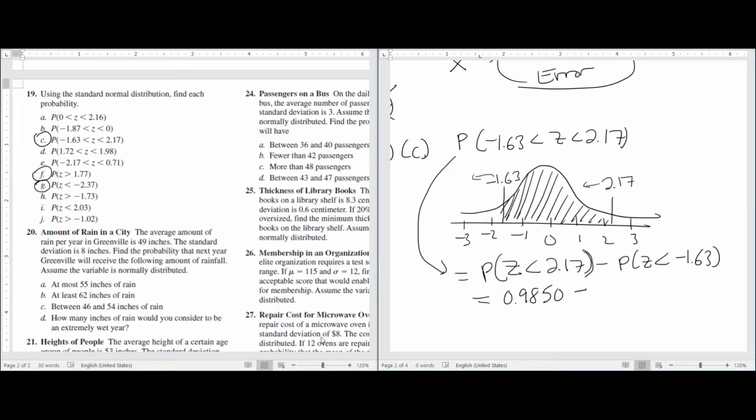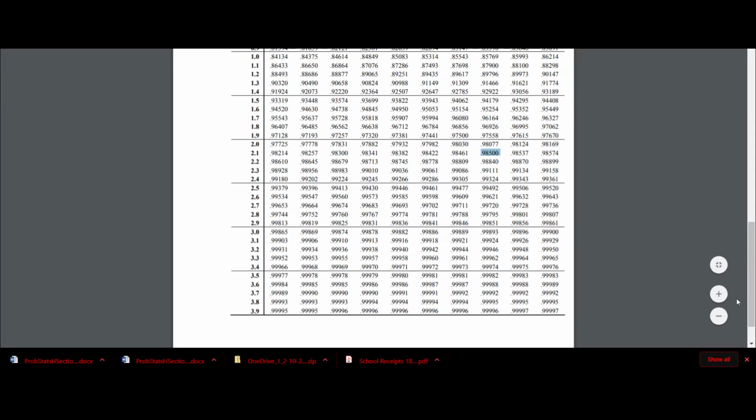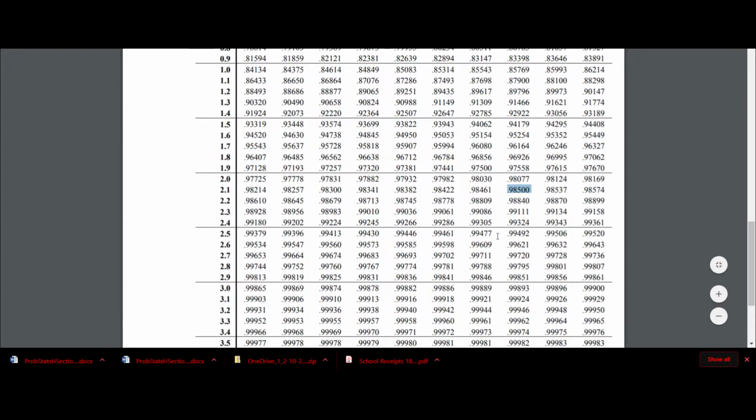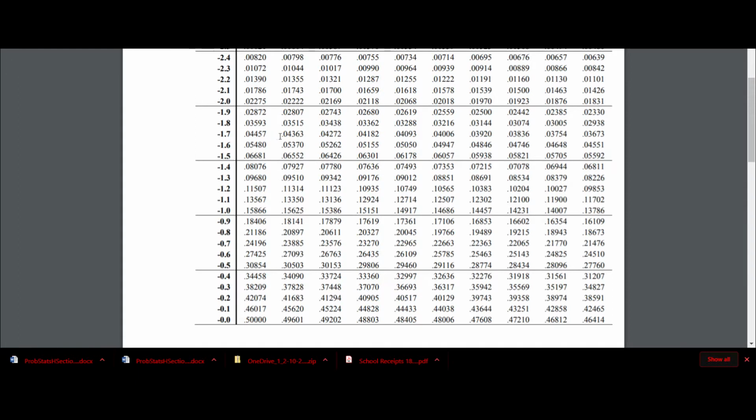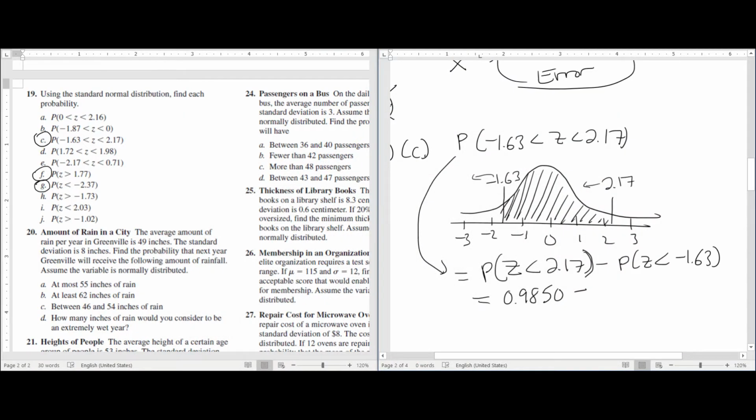0.9850 minus, now let's do negative 1.63. I'll try to zoom in for you guys here. Negative 1.63, 0, 1, 2, and 3. 0.0516. I'll just round that. 0.0516.